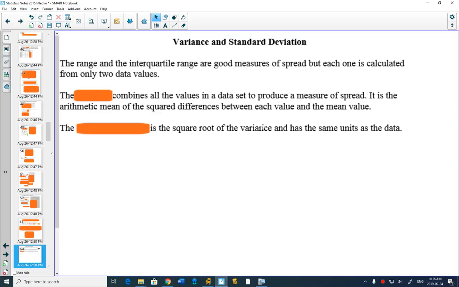Variance and standard deviation. So far we've had range, which tells us the distance from the lowest one to the highest one, and we've had interquartile range, which tells us the middle 50%, what the range of that is. And that tells us how spread out our data is a little bit. But we're going to look at different ways of measuring the spread of data.